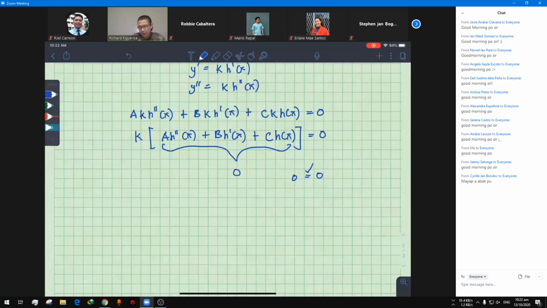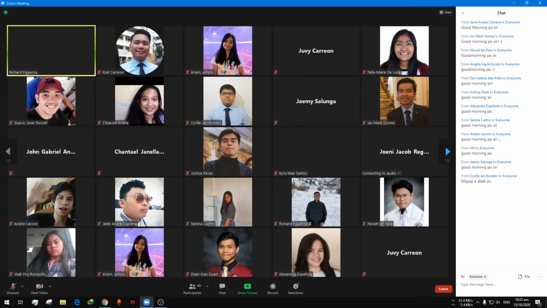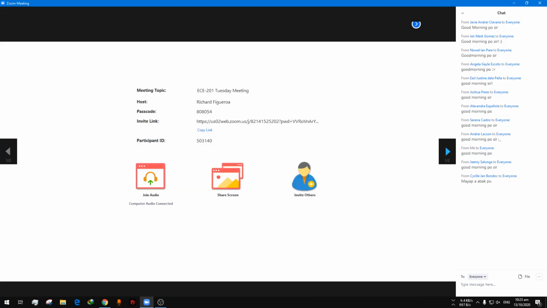What if, as we said earlier, one of the solutions is h of x? The solution of a higher order differential equation is more than one. So let's say my first solution is h of x, and my second solution is g of x. Those are the two solutions of the differential equation.